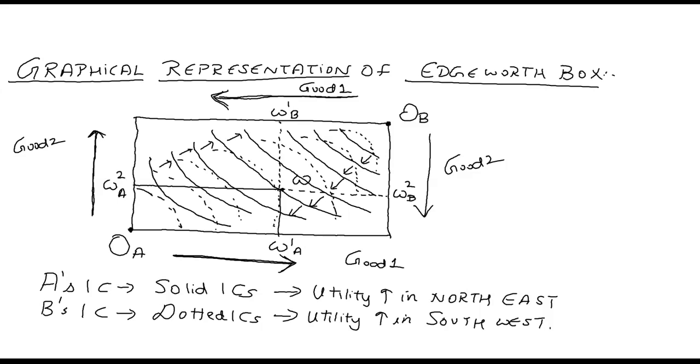So far, I hope it's clear to everyone. I hope no one has any doubts. Okay, then just as I have chosen a particular endowment bundle, I can randomly choose a consumption bundle in the Edgeworth box. Suppose this is my allocation X.